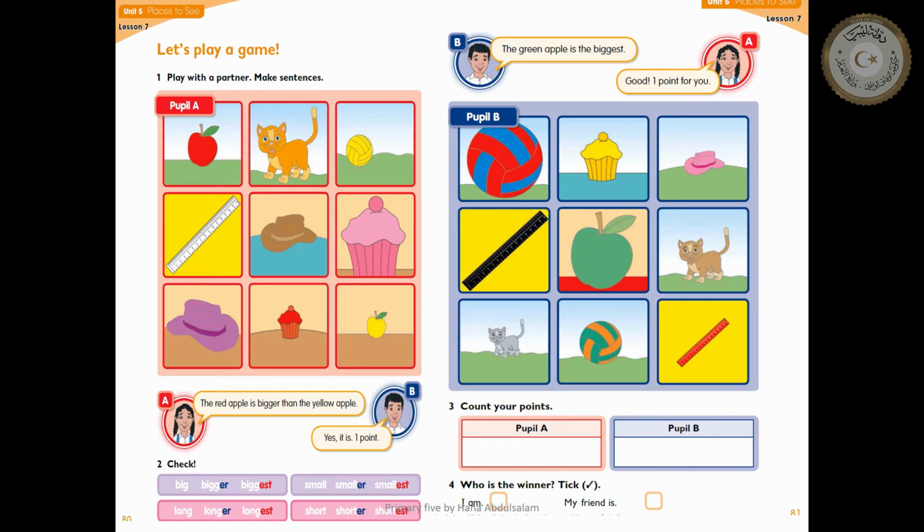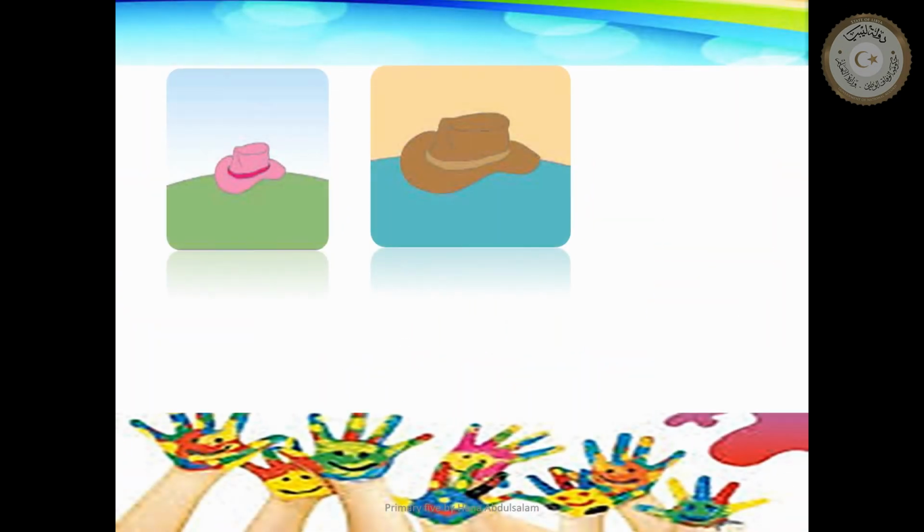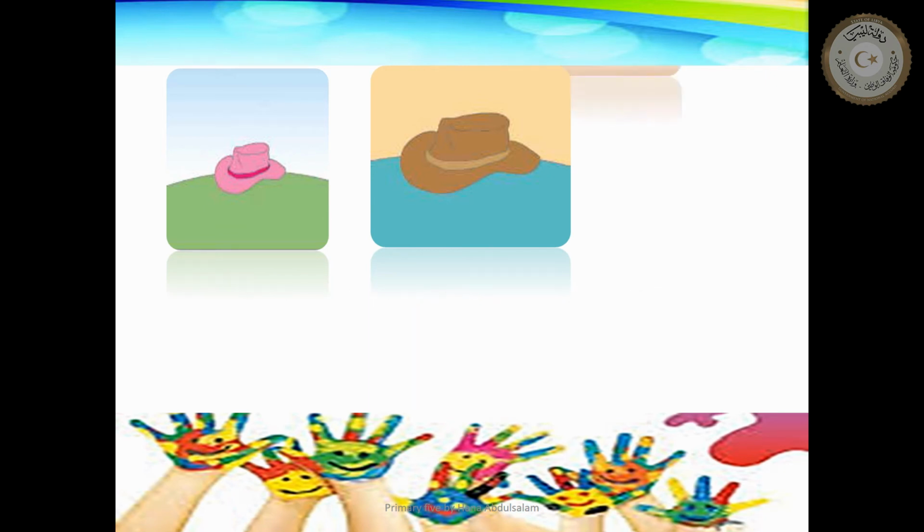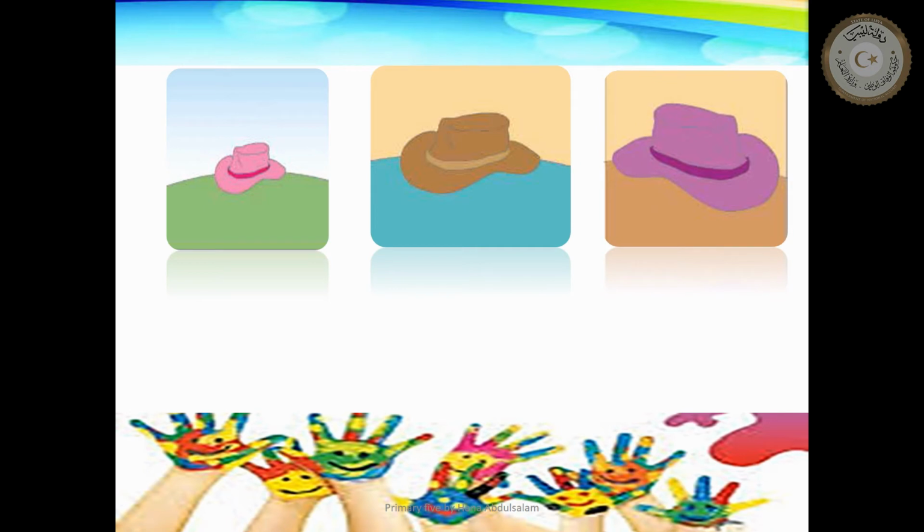Again to the picture, we need to choose something else. What about hat? Ready? We have here 2 hats. What are you going to write? Pink hat, brown hat. So the brown hat is bigger than the pink hat. The purple hat is the biggest.